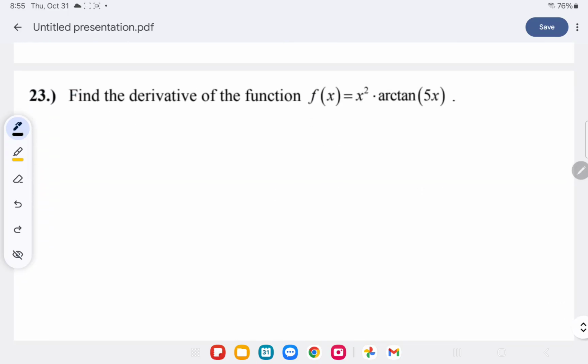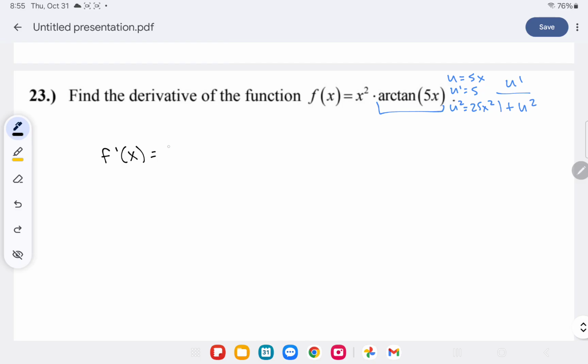And the last one I'm going to do, similar, let's talk about arctangent real fast. So the derivative of arctangent is u prime over 1 plus u squared. So in this case, u is 5x, u prime is 5, u squared is 25x squared. So we'll use that when we need to. But we need to use the product rule here.